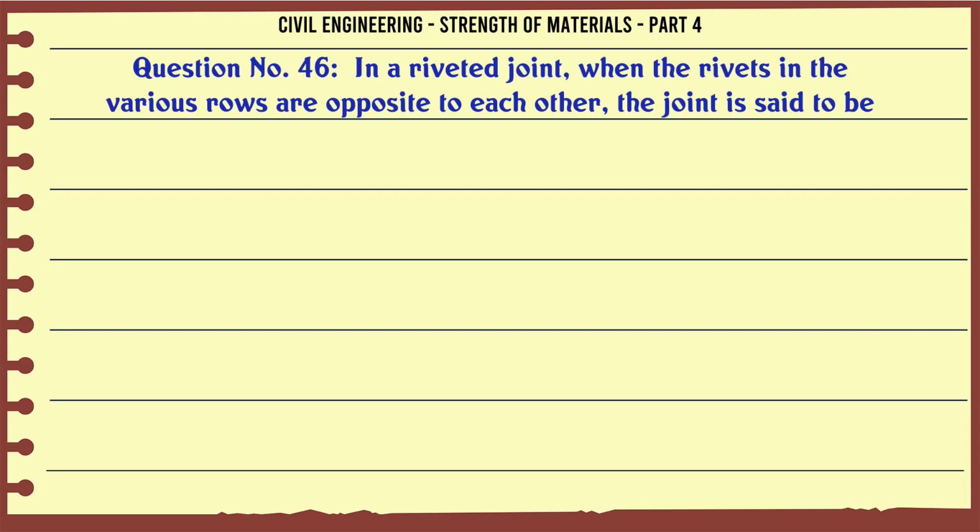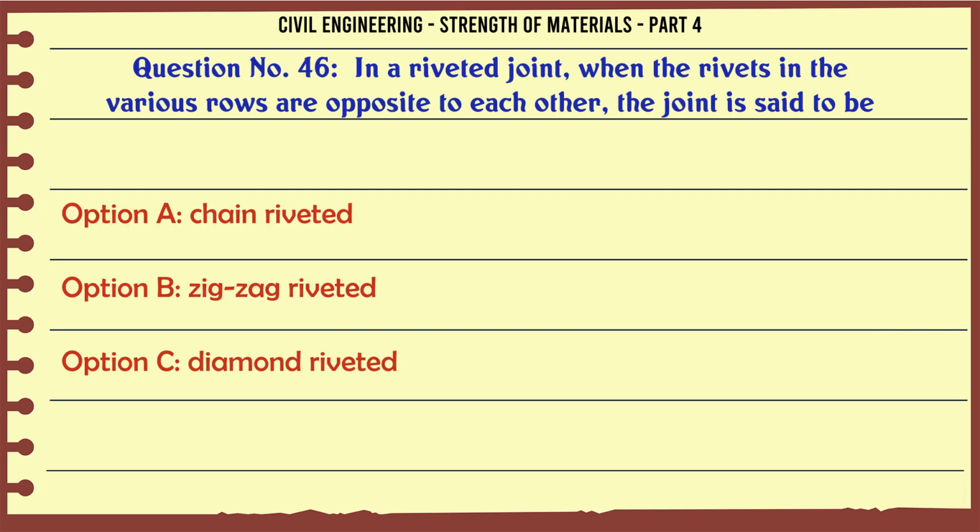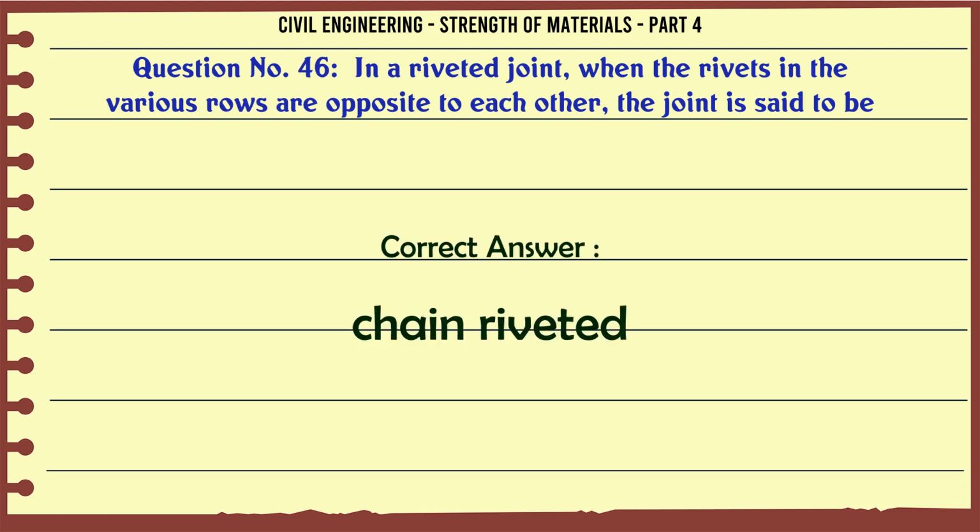In a riveted joint, when the rivets in the various rows are opposite to each other, the joint is said to be A. Chain riveted. B. Zigzag riveted. C. Diamond riveted. D. None of these. The correct answer is chain riveted.